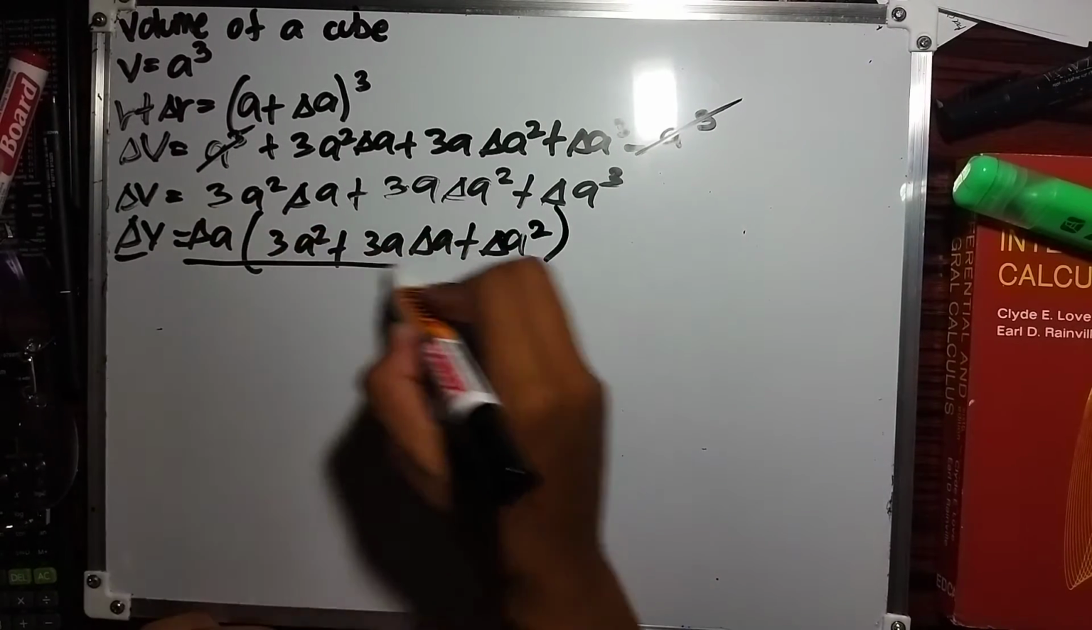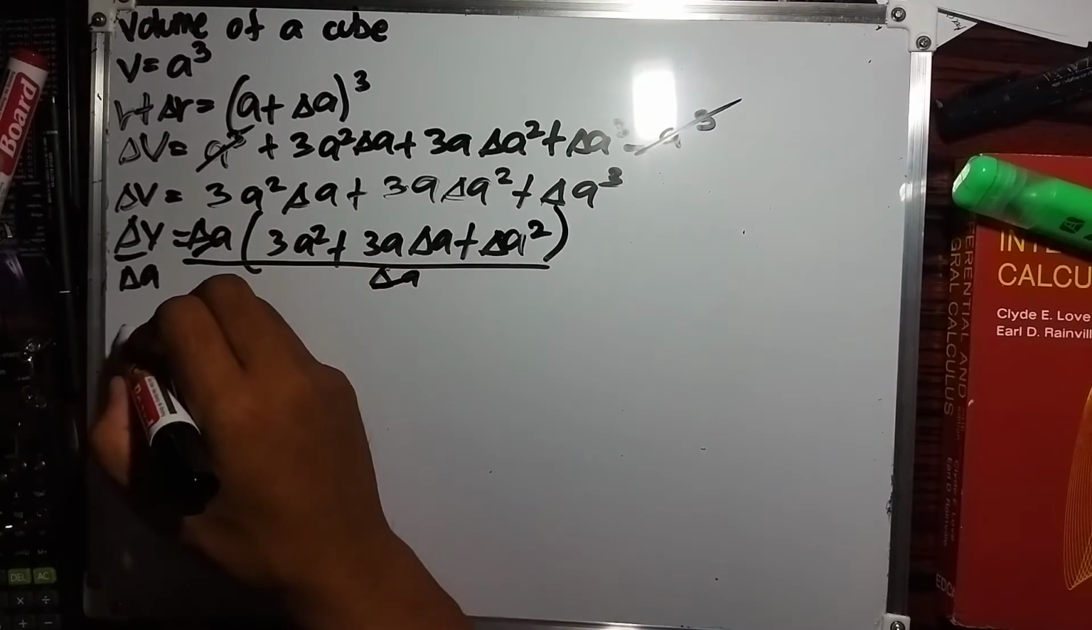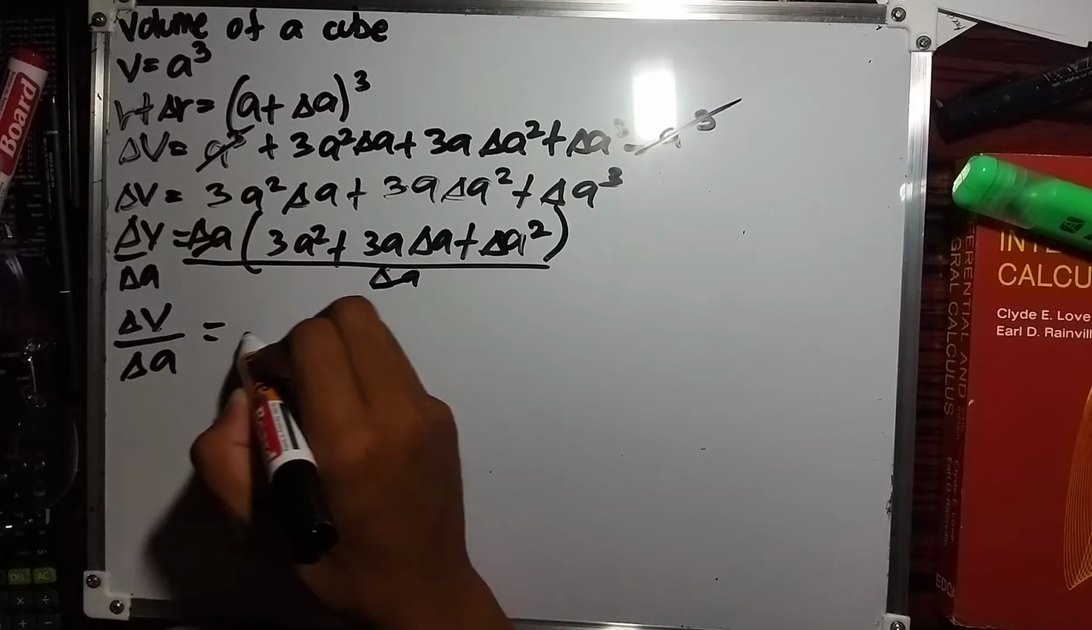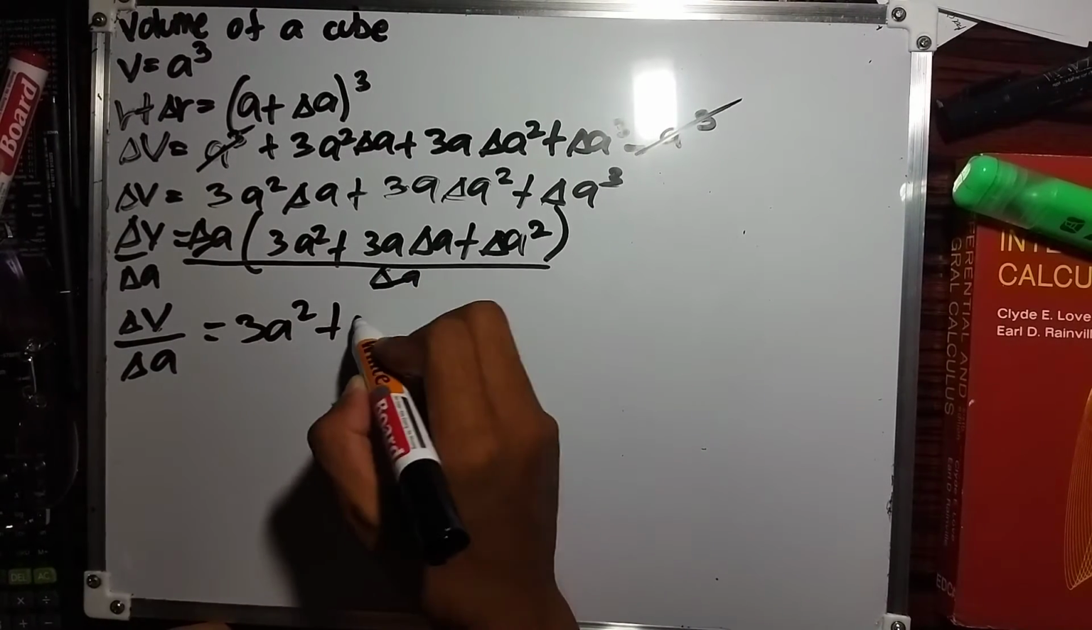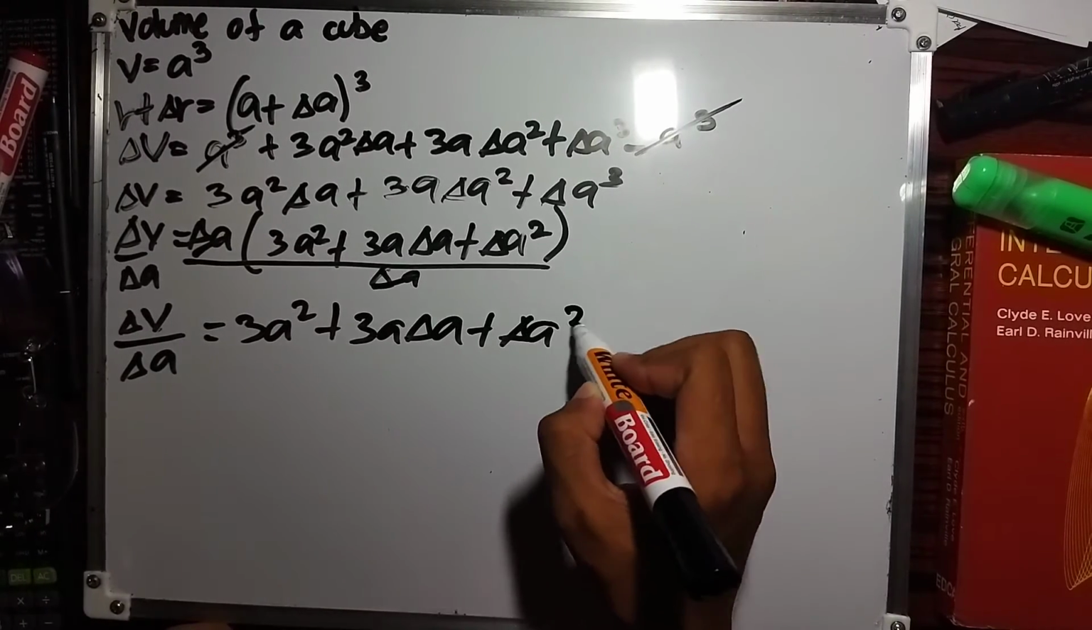So divide both sides by delta a, cancel delta a. So we'll be left with delta V over delta a is equal to 3a squared plus 3a delta a plus delta a squared.